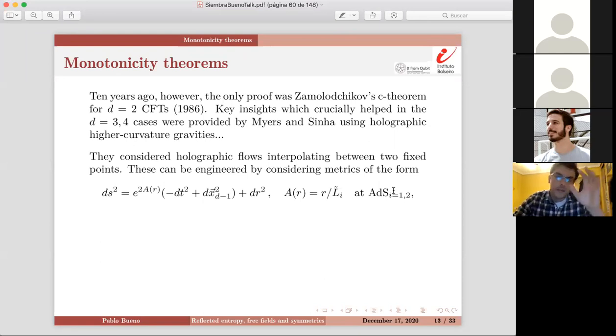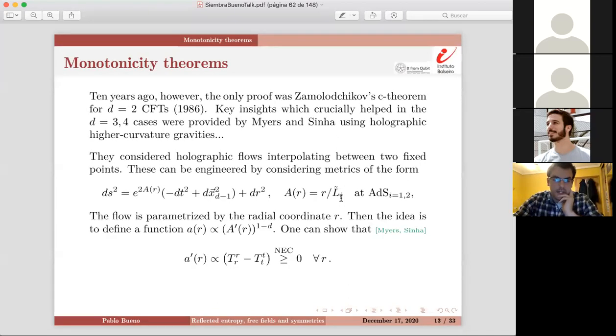So you can create a holographic RG flow by considering a metric that interpolates between 2 vacua, which are 2 AdSs in this case. So you have a metric like this, which has some function here that goes between AdS1 and AdS2, which would be like the theory at the UV and the theory at the IR. As I say, the flow is parameterized by this radial coordinate r here. And well, the idea is not very complicated.